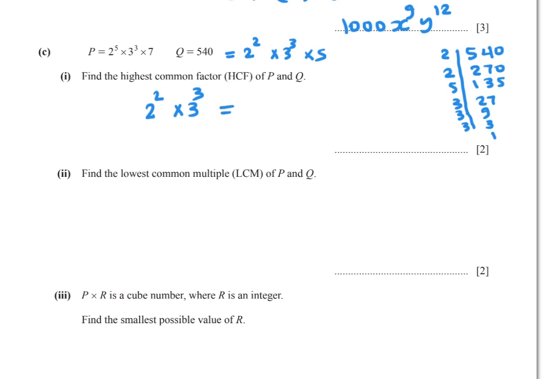Now HCF equals 2 power 2, which is 4, times 3 power 3, which is 27. 4 times 27, 108.